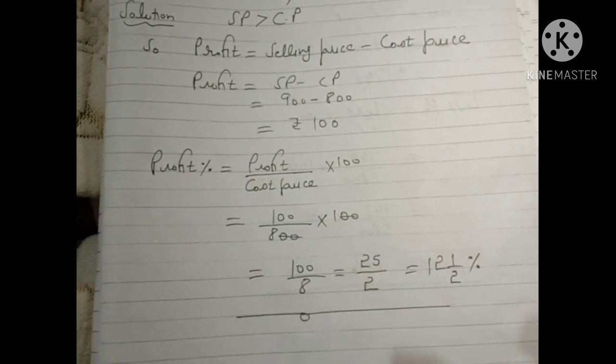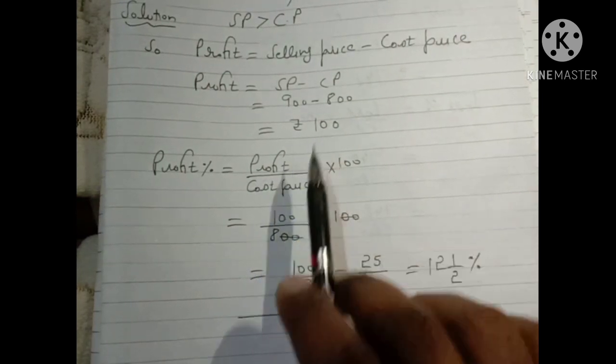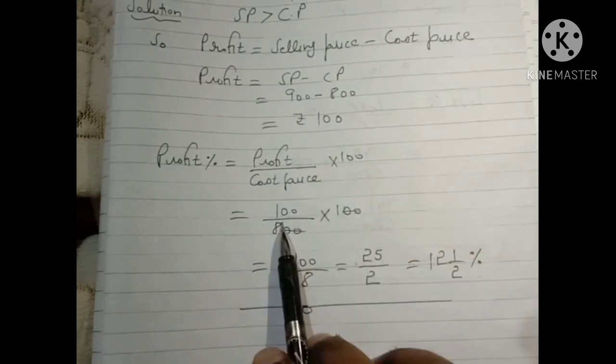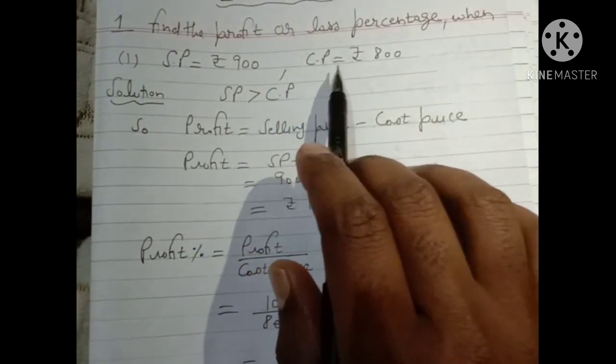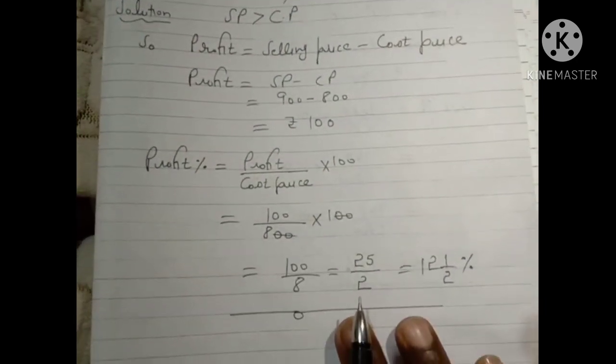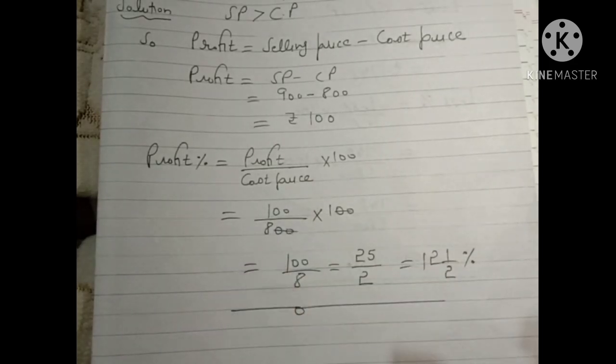And now we have to put the values here. The profit in this case is rupees 100. So put the value of profit here. And the cost price is already given, that is rupees 800. So put the value of cost price also here, that is rupees 800, and multiply with this 100.